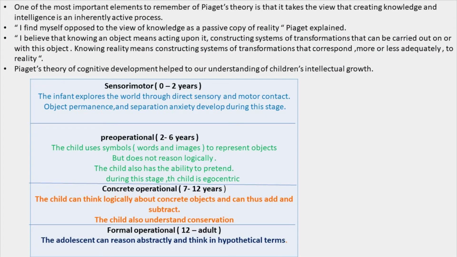One of the most important elements to remember of Piaget's theory is that it takes the view that creating knowledge and intelligence is an inherently active process. I find myself opposed to the view of knowledge as a passive copy of reality. Piaget explained, I believe that knowing an object means acting upon it, constructing systems of transformations that can be carried out on or within this object. Knowing reality means constructing systems of transformation that correspond more or less adequately to reality.